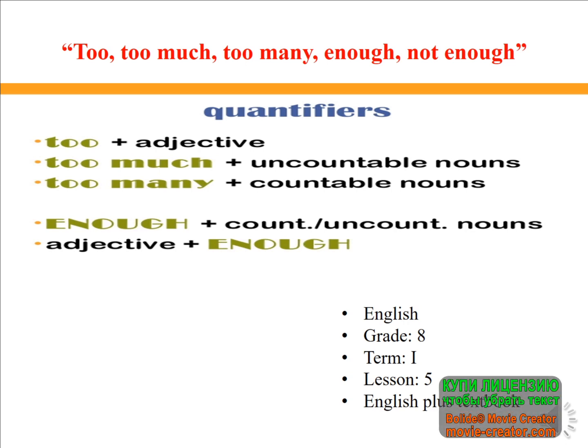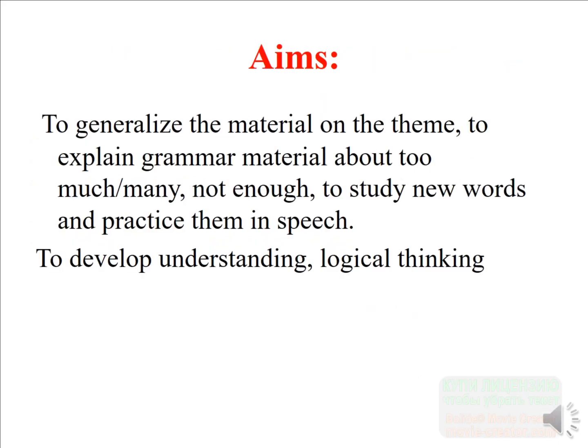Lesson number 5. The theme of our lesson is too much, too many, enough, and not enough. The aims of this lesson are to generalize the material on the theme, to explain grammar material about too much, too many, not enough, to study new words and practice them in speech, and to develop understanding and logical thinking.